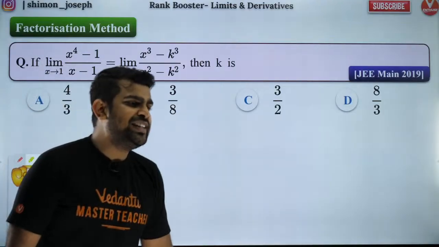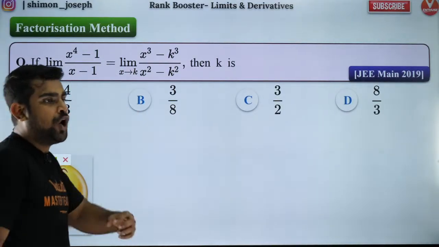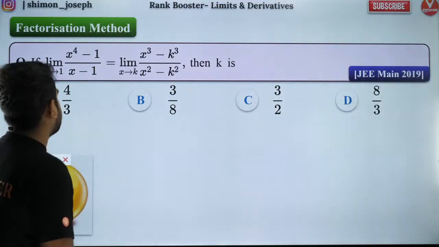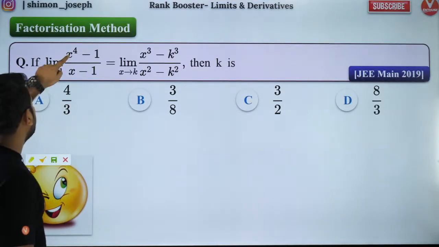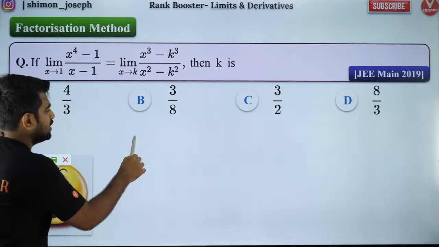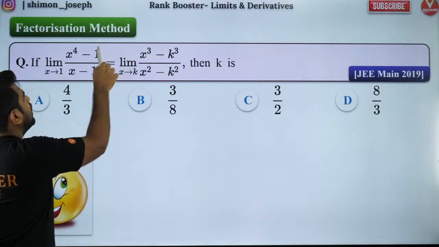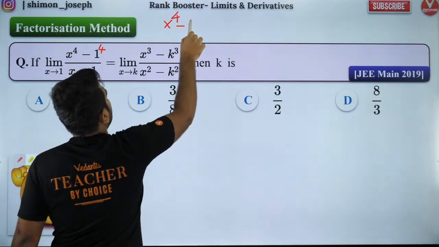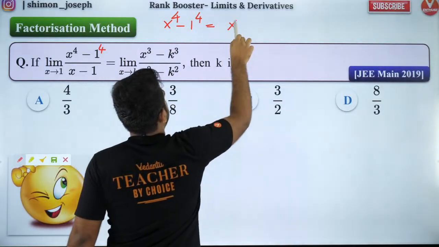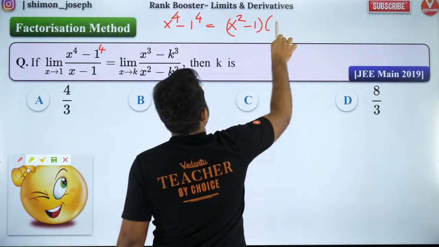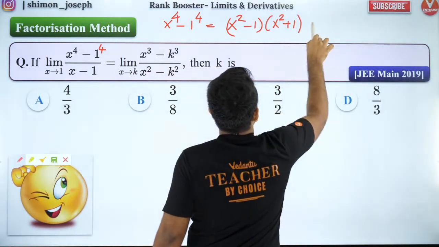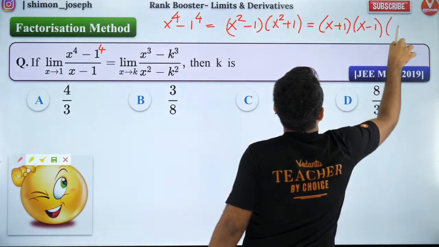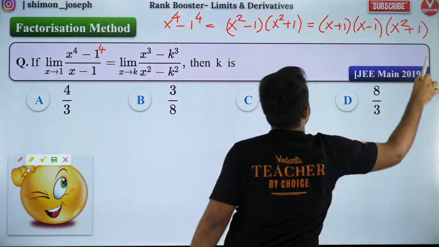Great. So, Shriti says, sir, I am confused between option B and option D. So, let's try to do it. Please listen carefully, guys. Everybody. So, how do you factorize it? First what I'll do is x to the power 4 minus 1, I will write as 1 to the power 4. So, x to the power 4 minus 1 to the power 4 can be written as x square minus 1 into x square plus 1, which can be written as x plus 1 into x minus 1 into x square plus 1. Are you all clear with that?